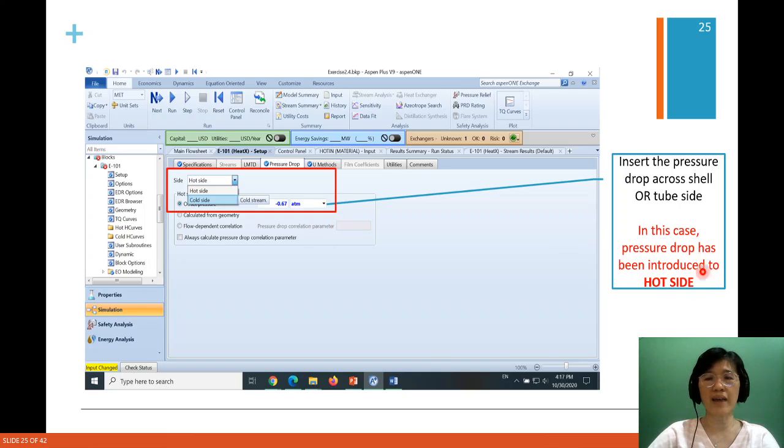In this case, I have chosen the hot side. So I put hot side, and the pressure drop is 0.67 atm. Minus here indicates it is a pressure drop. If you put positive 0.67, that is the pressure in the tube, not the pressure drop. So if you want to indicate pressure drop, you must put minus, okay? That is why it is minus 0.67 atm for the hot side. Okay, remember, for the hot side.